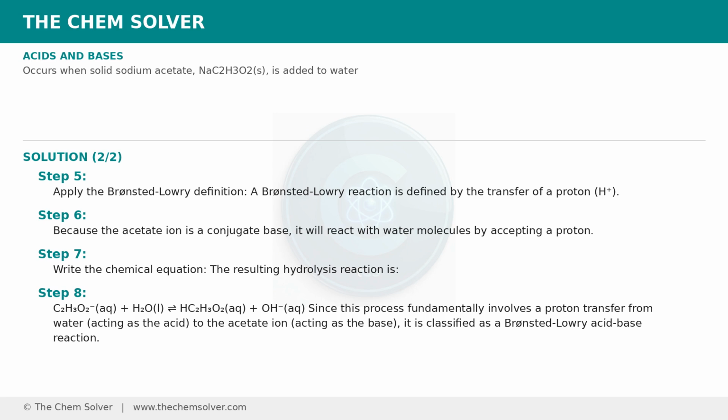Write the chemical equation. The resulting hydrolysis reaction is C2H3O2- plus H2O in equilibrium with HC2H3O2 plus OH-, since this process fundamentally involves a proton transfer from water, acting as the acid, to the acetate ion, acting as the base. It is classified as a Bronsted-Lowry acid-base reaction.